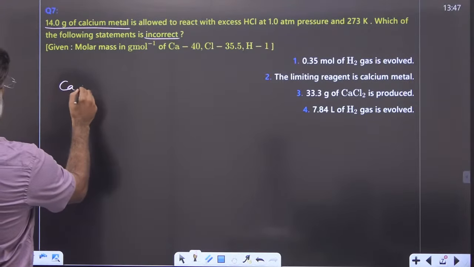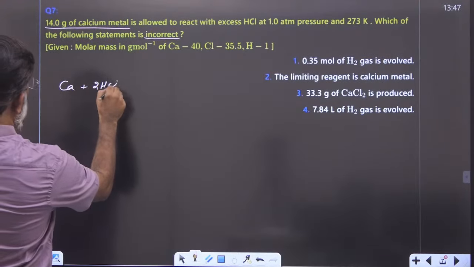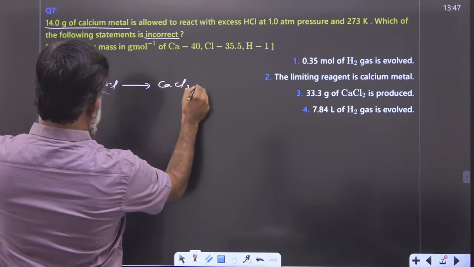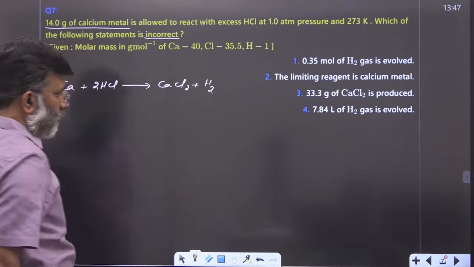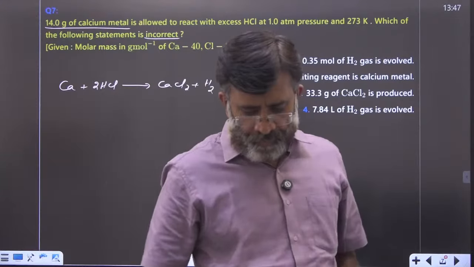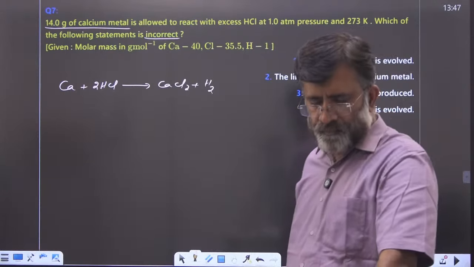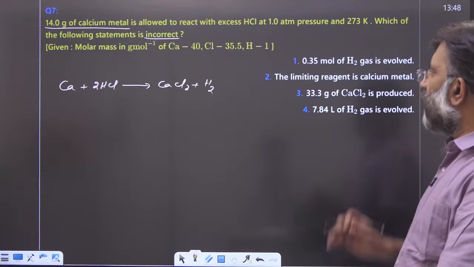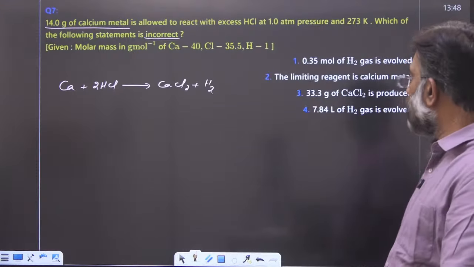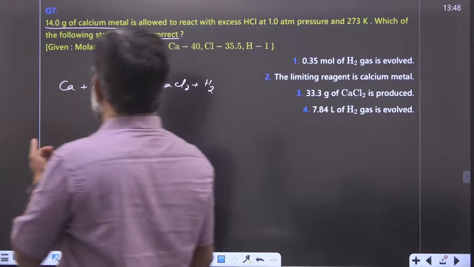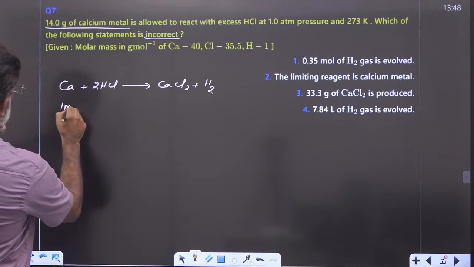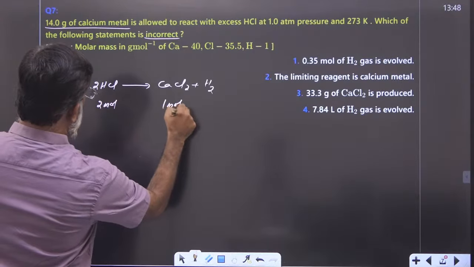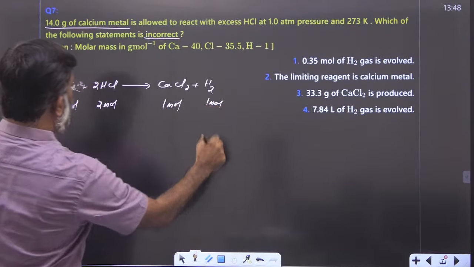So the reaction is Ca plus 2HCl gives CaCl2 plus H2. That is the reaction. We want the incorrect statement. So 1 mole calcium reacts with 2 mole HCl, and you get 1 mole calcium chloride and 1 mole hydrogen.